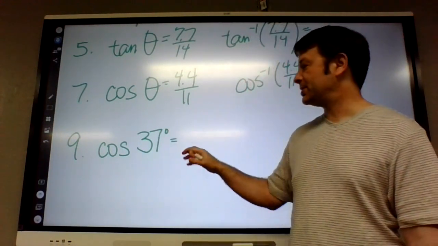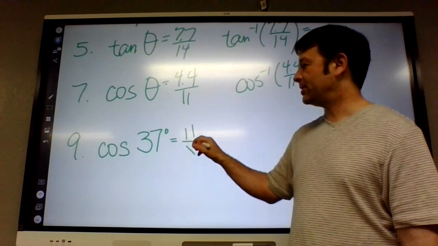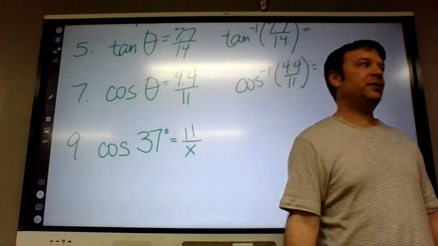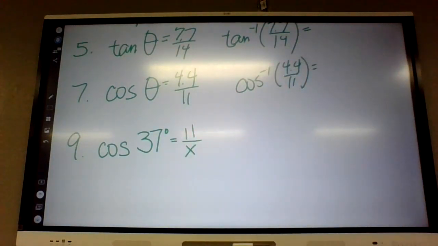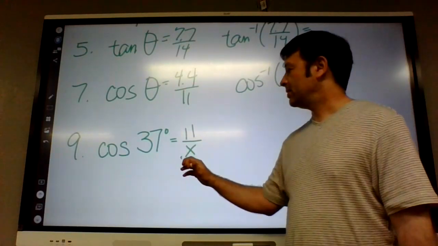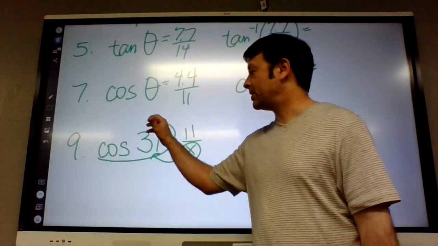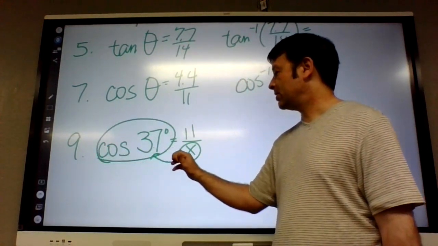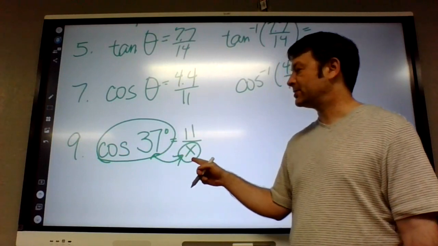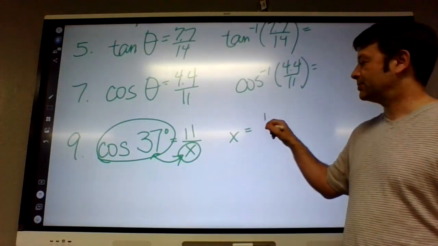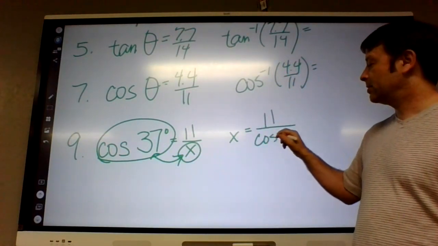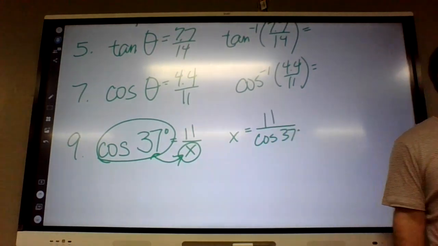Equals adjacent over hypotenuse. How did we solve these when x was in the denominator, on the bottom? Okay, yeah, you multiply by x, it goes here. You divide by cosine of 37, and it goes here. So these two switch spots. So x equals 11 divided by cosine of 37.